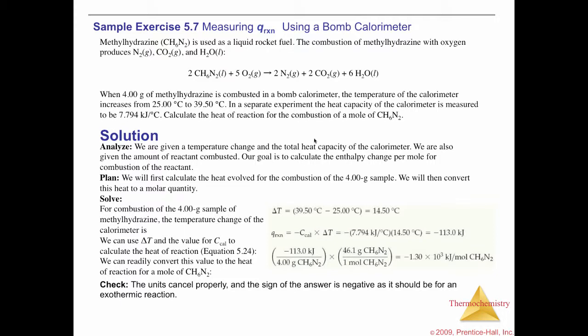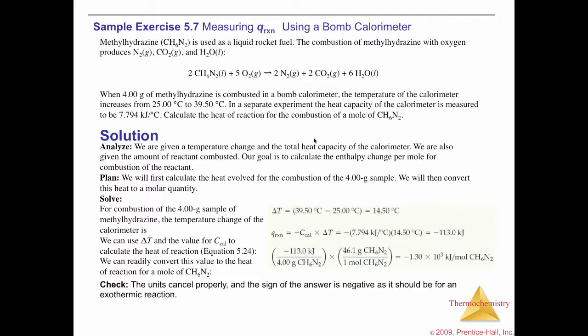So we have negative 113 kilojoules per 4 grams of methyl hydrazine, which was our sample in the problem. We can multiply by a conversion factor, which converts grams to moles for methyl hydrazine using its molecular weight, which is 46.1. And then we wind up with a unit of kilojoules per mole of methyl hydrazine, negative 1.30 times 10 to the third. The units cancel properly, and the sign of the answer is negative, as it should be for an exothermic reaction.